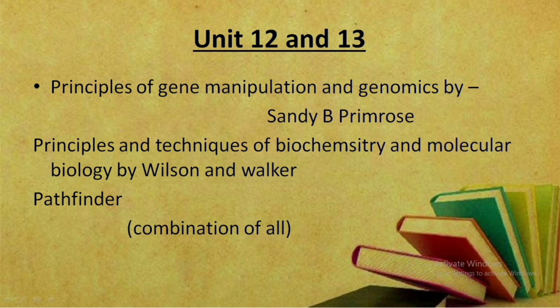Talking about unit 12 and unit 13, you have to use various books because there is no single book available in the market for the same. So for unit 12 and 13, you have to use a combination of these. The first one is the Principles of Gene Manipulation and Genomics by Sandy B. Primrose. Then we have Principles and Techniques of Biochemistry and Molecular Biology by Wilson and Walker. And the third source could be Pathfinder. You have to go through these books and find out which topics are important depending upon your preferences, and you can use a combination of each one of them.